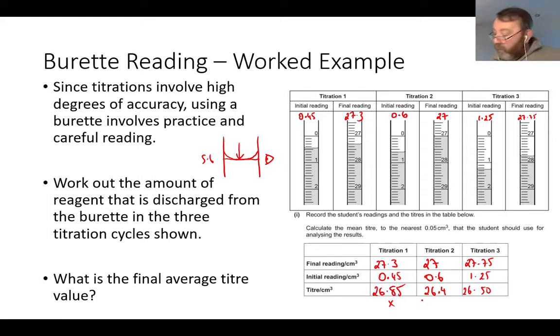Aha! Now look at these two. Notice how close they are. 26.4, 26.5. They are 0.1 of a centimeter cubed away from each other. That's enough. That's a good margin of error. We'll take that. And in order to combine these two results, we take their average as being 26.45. And that will be the average titration figure. So over here, the final average titer value is 26.45 centimeters cubed.